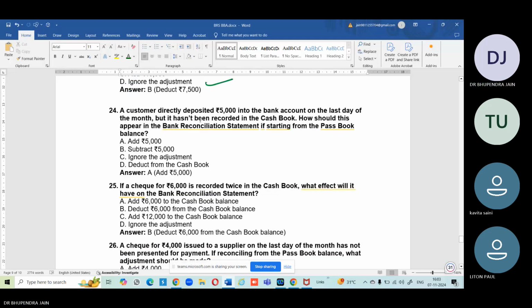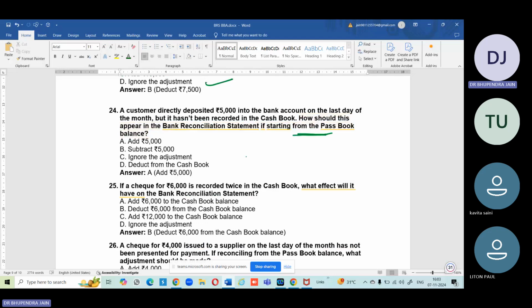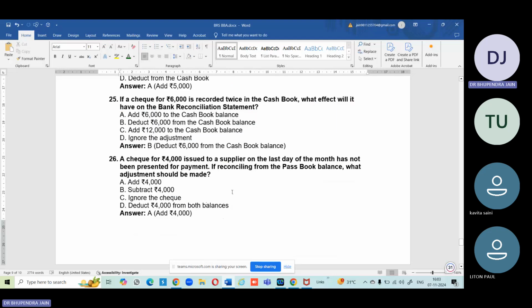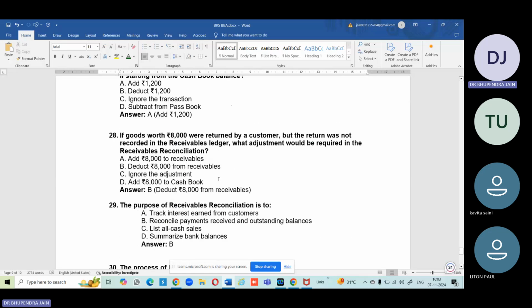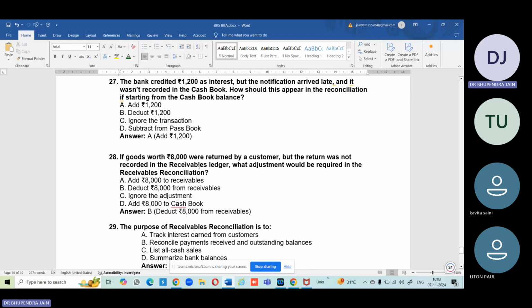A customer directly deposited 5,000 into the bank on the last day of the month, but it hadn't been recorded in the cash book. So now beta we have to think as per the passbook. Okay, so now we will add the balance. Okay, same type of 3-4 questions are given. Same type of questions. Okay, up to this.